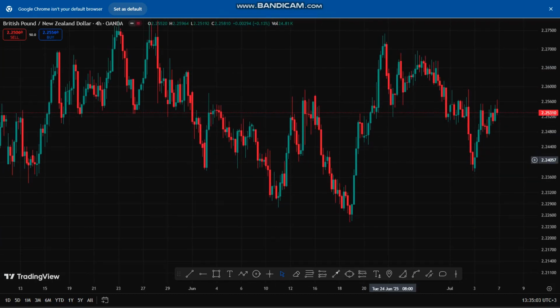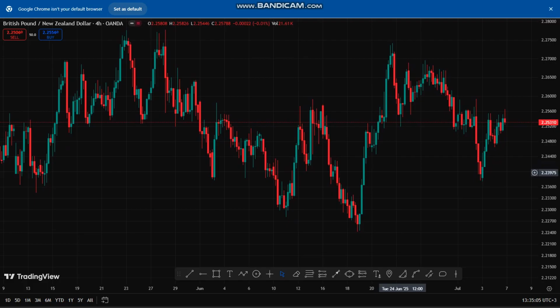So in this, this is the pair GBP versus New Zealand dollar, and as we can see here we have a structure. The first thing we've said is to identify the order flow first, and as we can see here we have an order flow where the market has come from this level and broke a structure. So the area that has been broken is this. Here we have a break of structure.